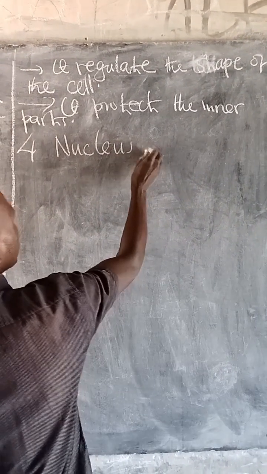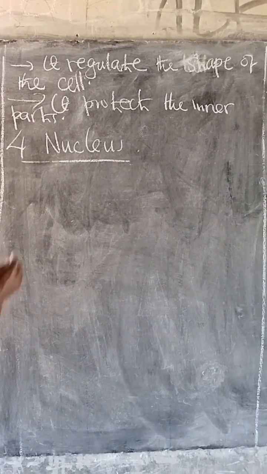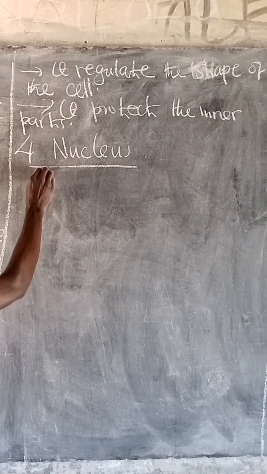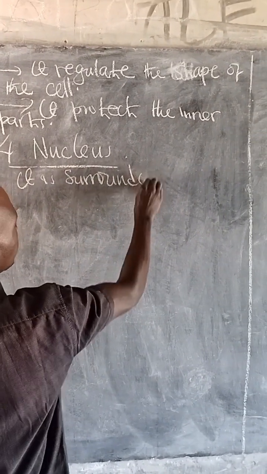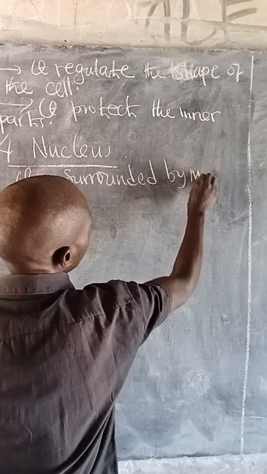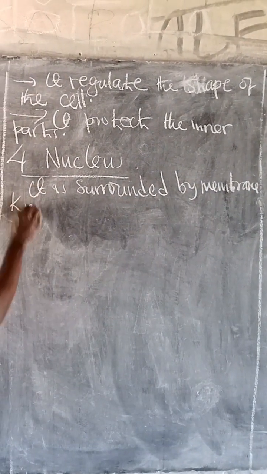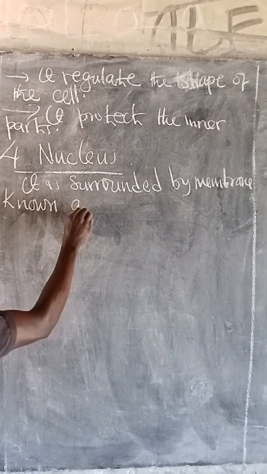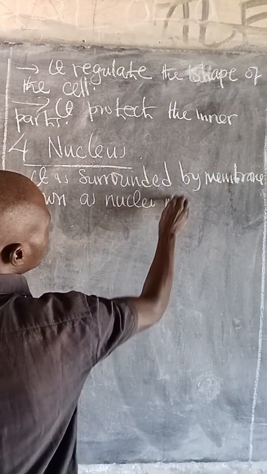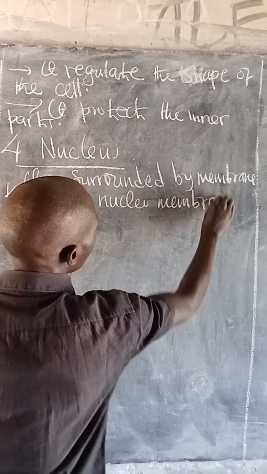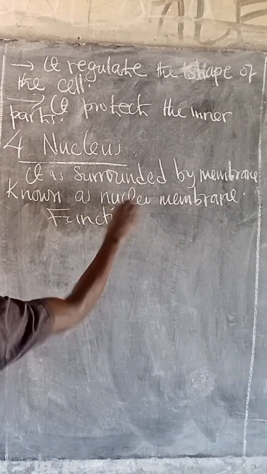The nucleus. The nucleus of the cell here is surrounded by a membrane known as the nuclear membrane.